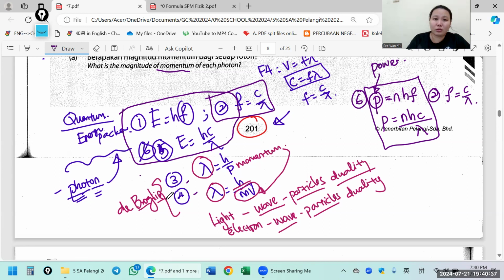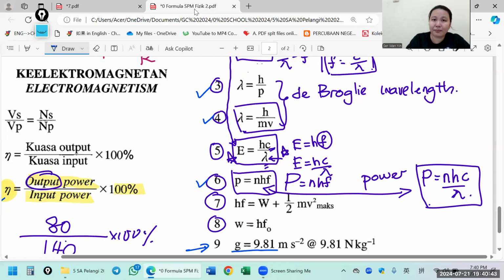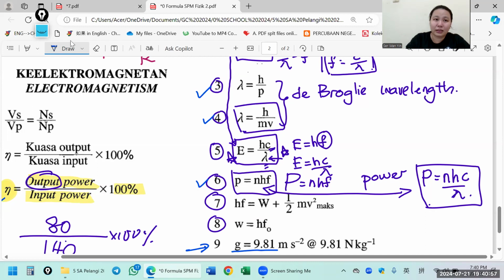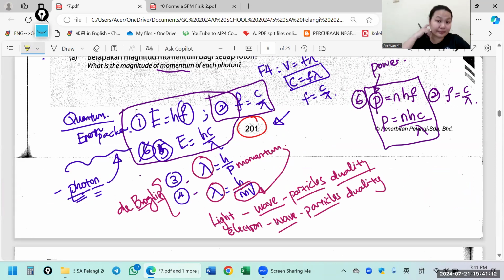Okay, so big P. Actually, in the textbook, it's a capital P, but in the formula list, they put small p. Yes, this is the real SPM formula. So be careful. This P and this P are different. This P stands for momentum, de Broglie. Then this P stands for power. Understand?